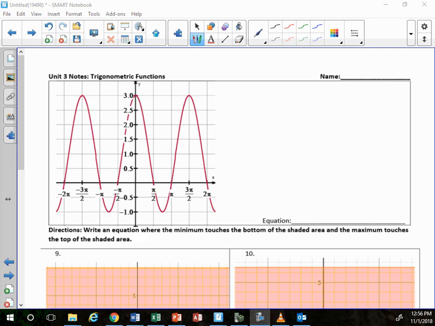Look for the midline. Figure out any sort of vertical shift. What's the highest you go? Look at that little one. That's a cosine. No, it's literally a cosine because it starts up top.